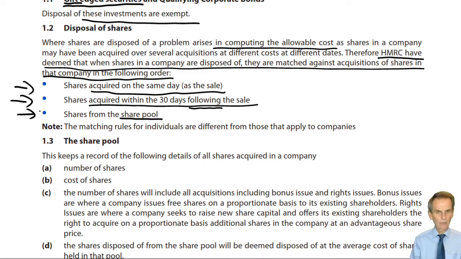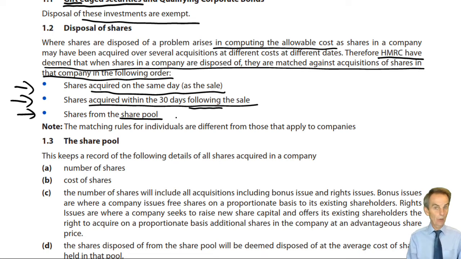So the third port of call, and where most of your work will no doubt lie, is looking at shares that are within the share pool. And the share pool, as we're about to see, will be a very easy exercise. It's a listing exercise. We just list out how many shares were acquired at the different previous acquisition dates and what were the cost figures. And we lump them all into a pool.